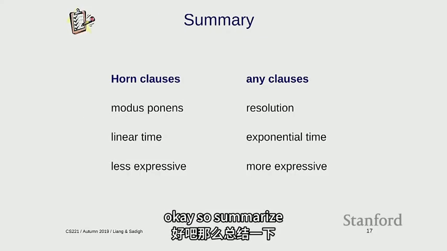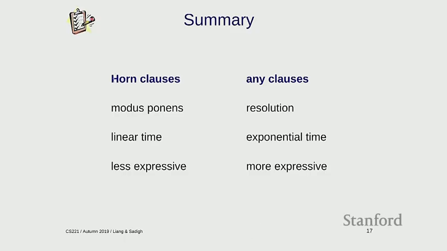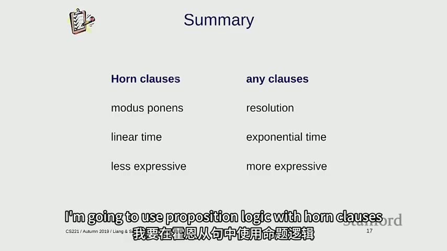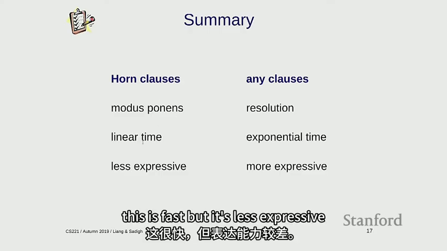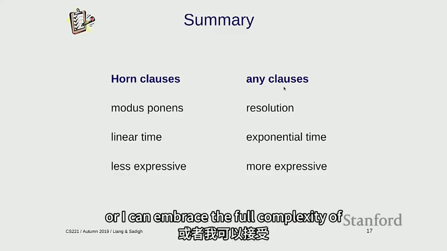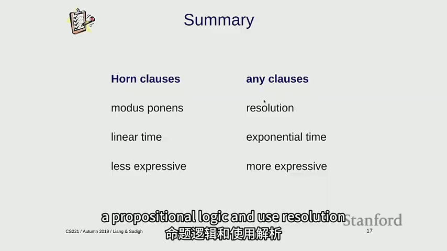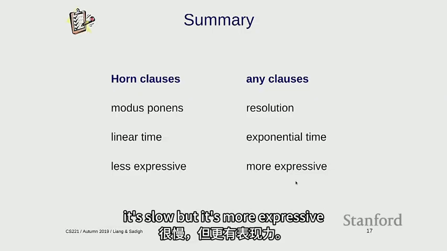Yeah. Okay, so to summarize, there are two routes here. You can say, I'm going to use propositional logic with Horn clauses and use modus ponens. This is fast, but it's less expressive. Or I can embrace the full complexity of propositional logic and use resolution. And this is exponential time. It's slow, but it's more expressive.